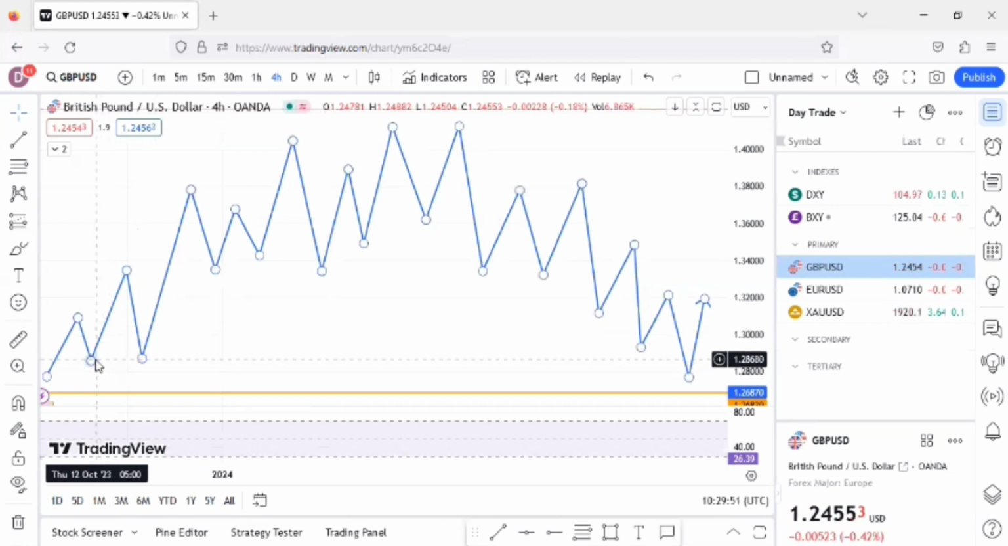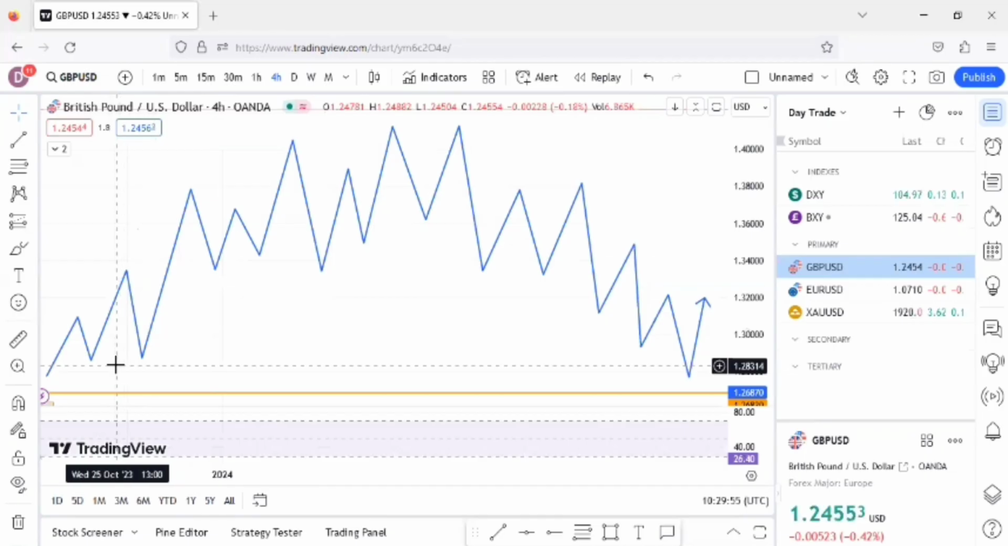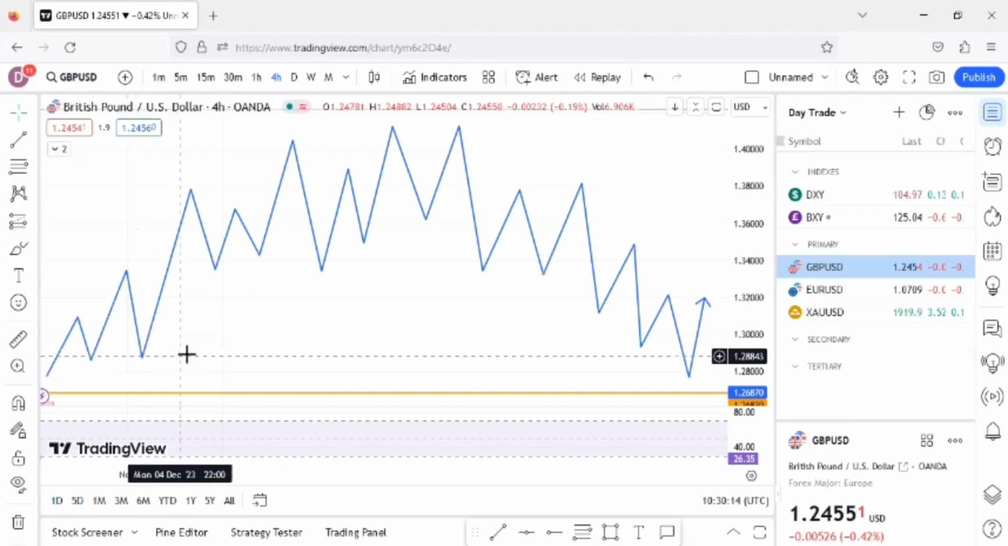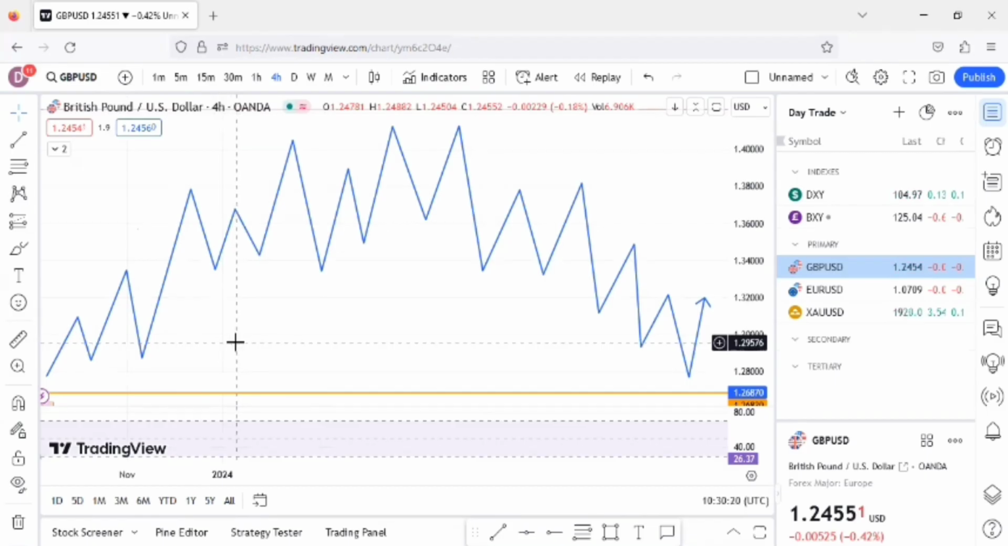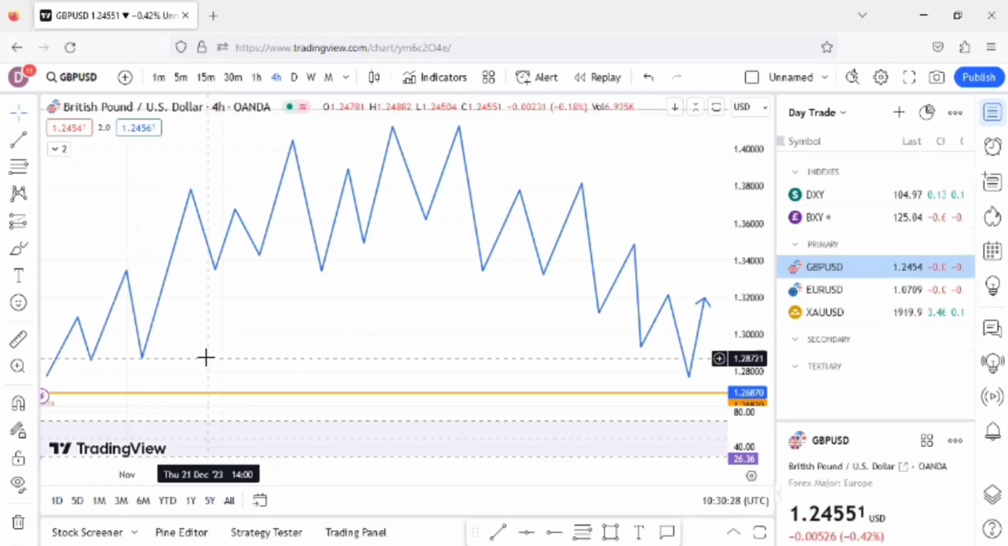Where the buyers are waiting to buy, for you to also join the buy, or identify the supply level where the sellers are waiting to sell, for you to join the sell. So you identify the demand level. As a trader, you identify the demand and supply level, and those are the areas where we have buyers and sellers in the market, for you to join in the direction.